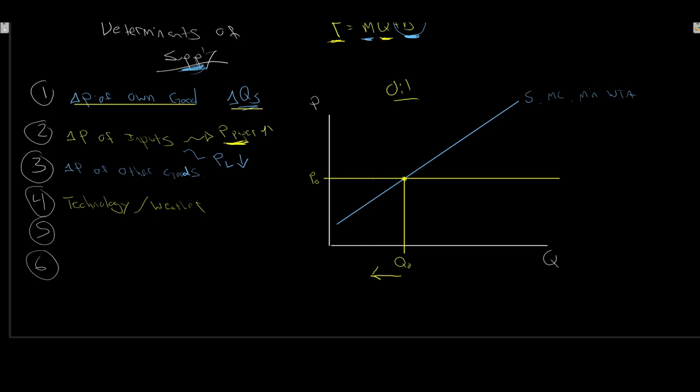This forest fire caused a shutdown of production. Shutdown of production has caused quantity to fall. Let's see if I can get that as a straight line. Quantity to fall. As quantity fell, that caused our supply of oil to shift to the left.